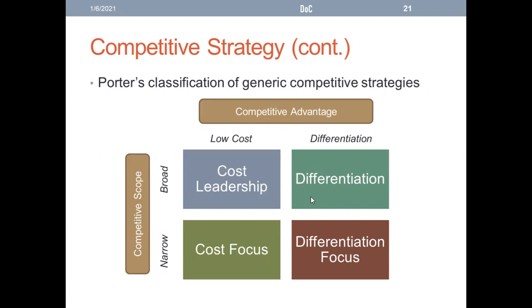Singapore Airlines has somewhat higher prices. As well, they are getting differentiated from the others. But the thing is, it is addressing a broad range of customers. So which category can it be put in? Differentiation? Yes, it is actually differentiation.